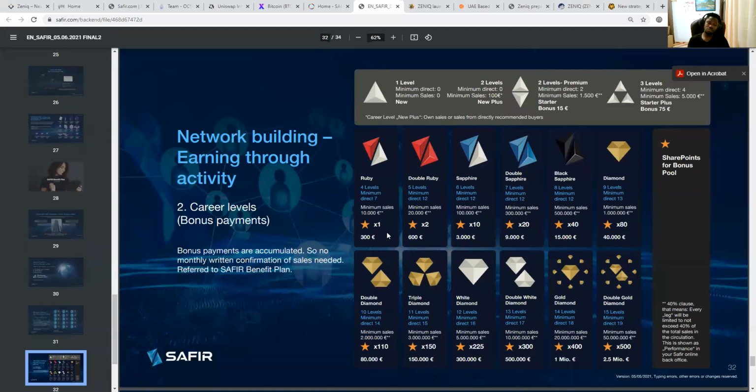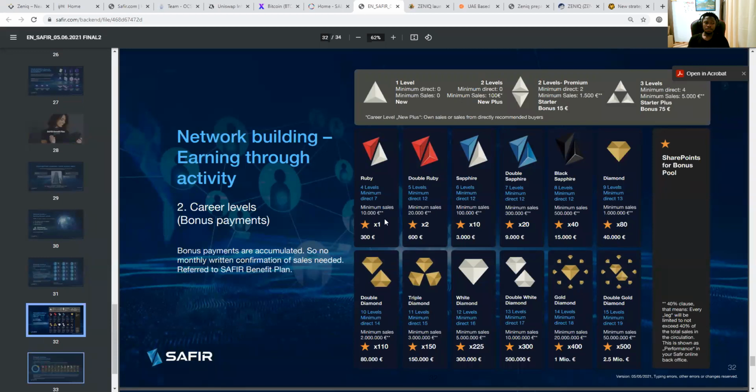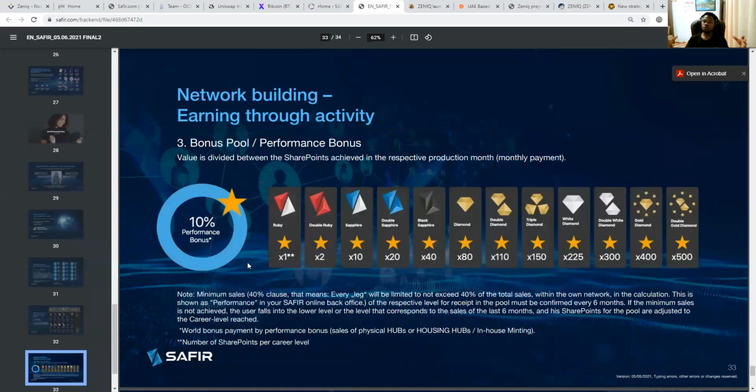Now, the most exciting thing about the X1, X2, X10, X20, X40 and the likes, up to X500, has to do with what we call the world pool. The X you are seeing is your share value in the world pool. Once you hit Ruby, you have one share in the pool. 10% of the world volume is taken and a share is given to the one who is Ruby, and this is paid each month for 6 months. This is awesome, guys. Each month for 6 months.